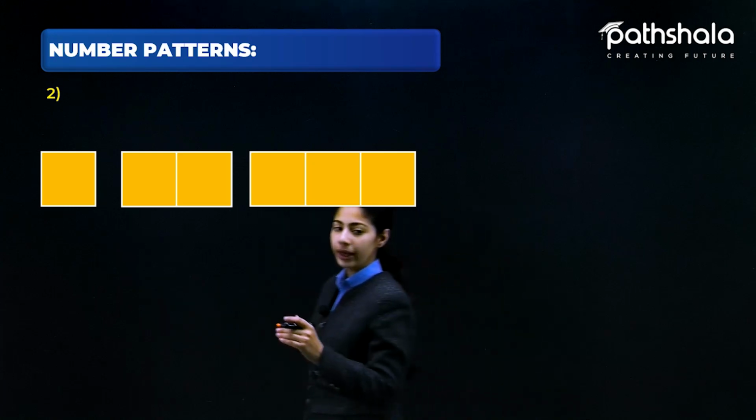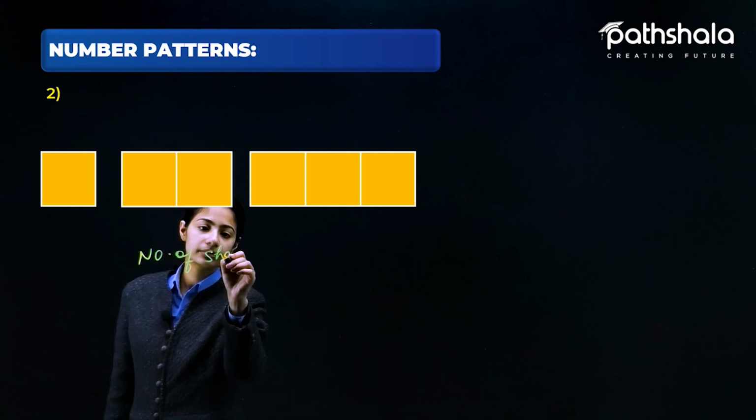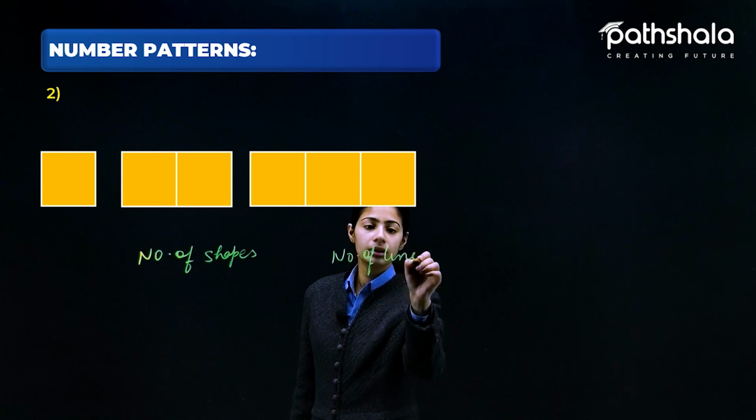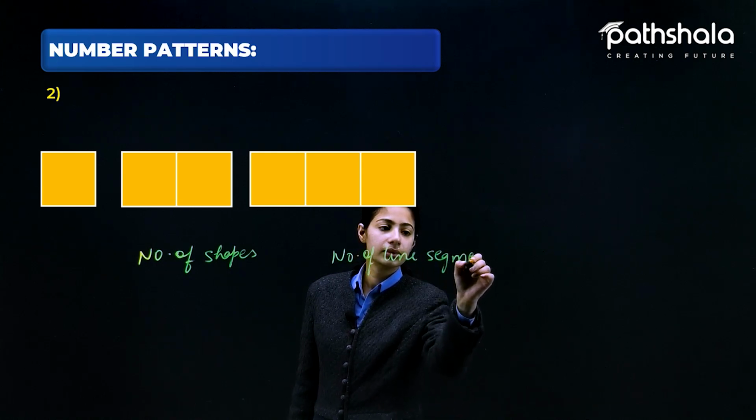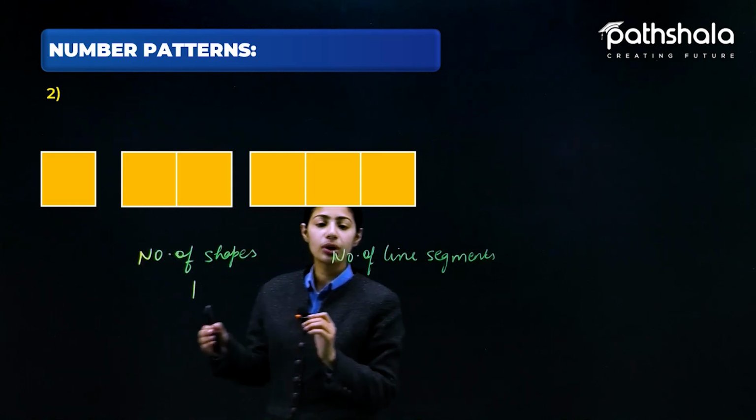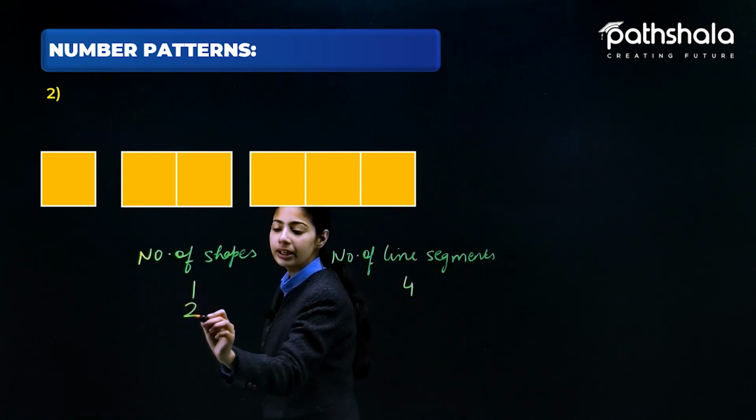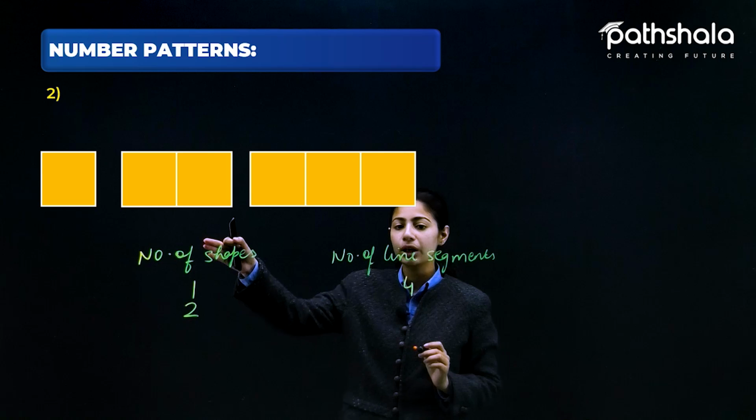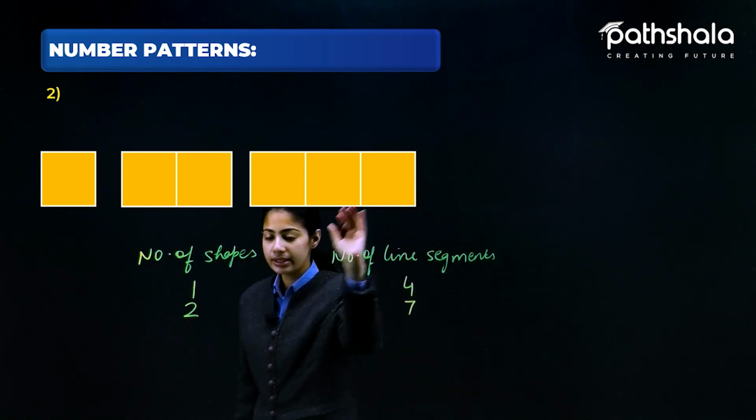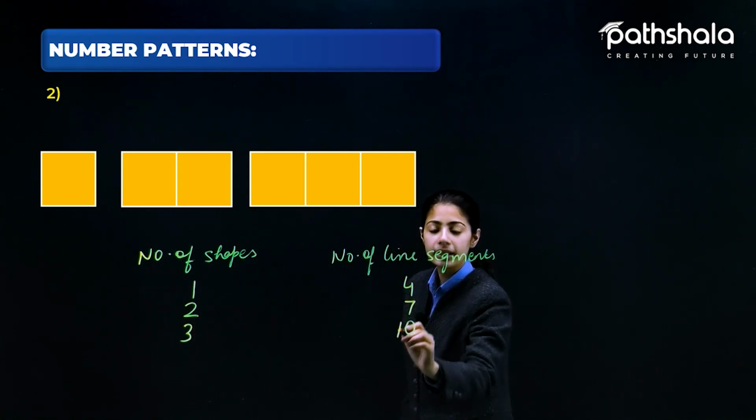Second is square. So the number of shapes and the number of line segments. First, for this square, there is one shape. So how many line segments are there? There are 4. Then there are 2 shapes, that is the second one. In this we have 7 line segments. Next is this third one, 3. For this there are 10 line segments.